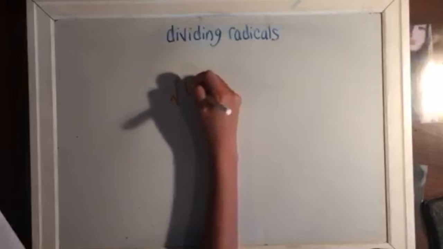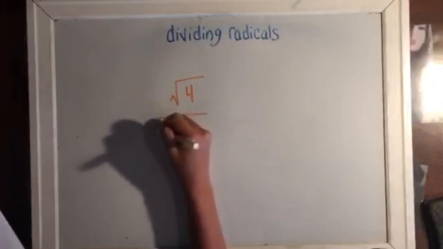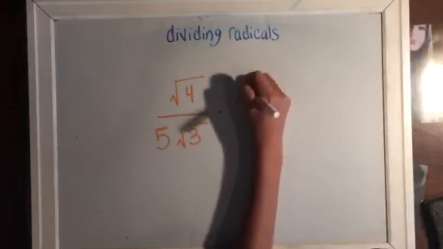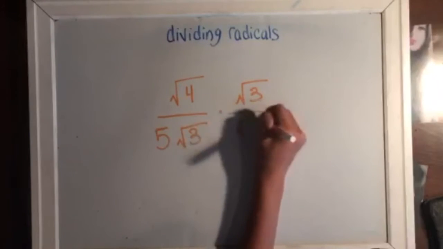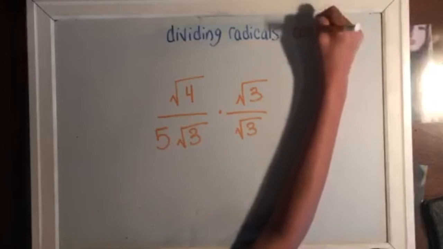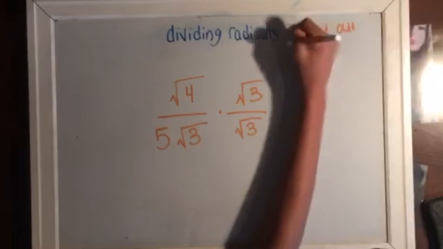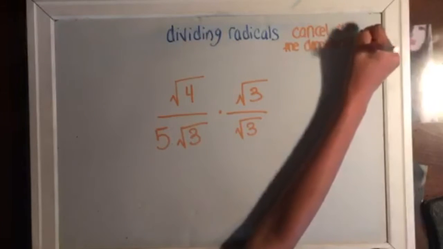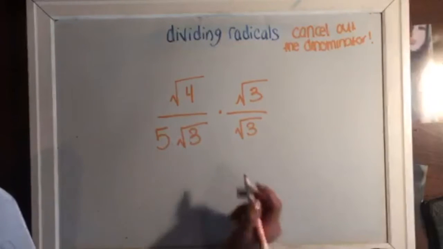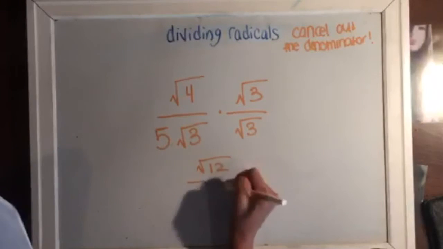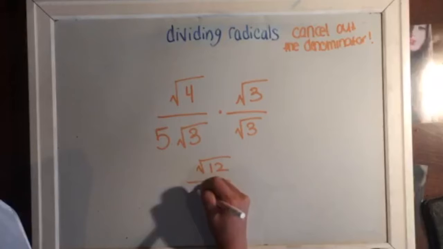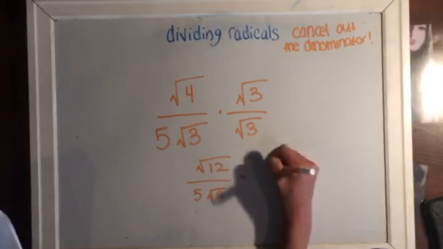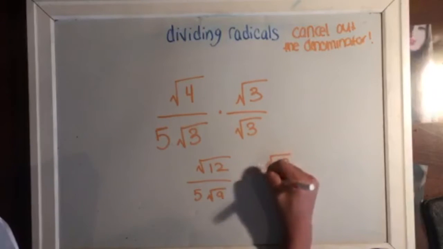So now we're going to try another problem. So we're going to do rad 4 in the numerator, and rad 4 is going to be over 5 rad 3. So we're going to do the same thing as we did in the last problem by canceling out the denominator and multiplying rad 3 by the top and bottom. Now you're going to multiply rad 4 times rad 3, and that equals rad 12, and 5 rad 3 times rad 3. Rad 3 times rad 3 makes 3, so 3 times 5 equals 15.